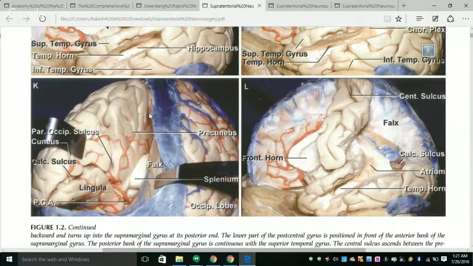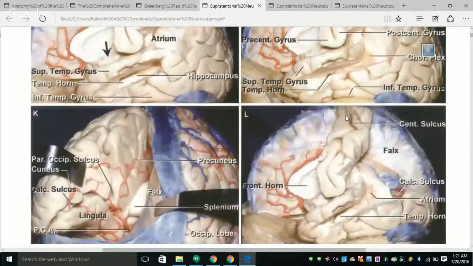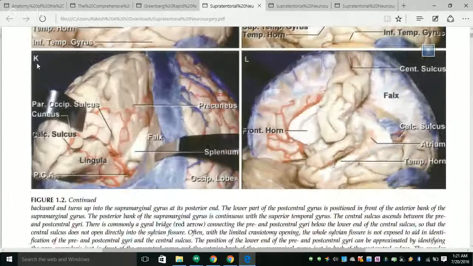Okay, let's continue where we stood. As we said, in figure J, the remaining bridge of the superior temporal gyrus, located superficial to the junction of the atrium and temporal horn, has been removed. Now we go to K, a posterior view of the left hemisphere. The splenium is located deep in the interhemispheric fissure.